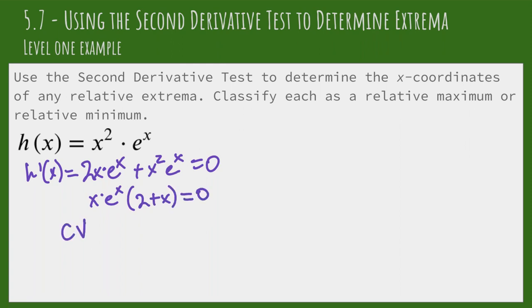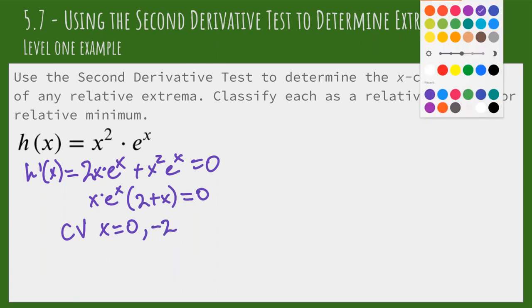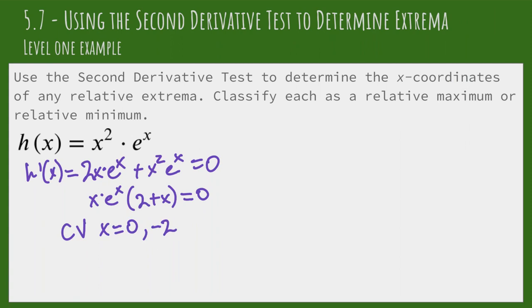So we get critical values, again, specifically critical values where the derivative equals 0. That is important with the second derivative test. We don't want the critical values where the derivative is undefined. And we get critical values at x equals 0, and we get a critical value at x equals negative 2. So for the second derivative test, we want to plug those values into the second derivative.